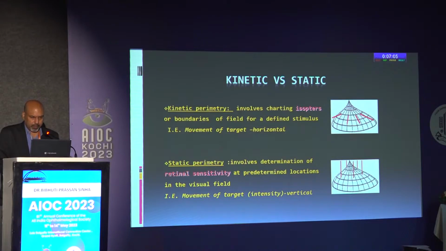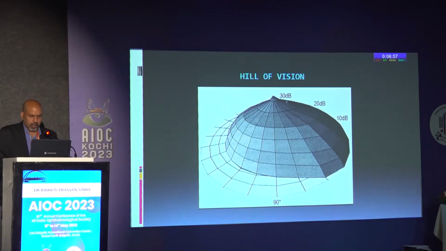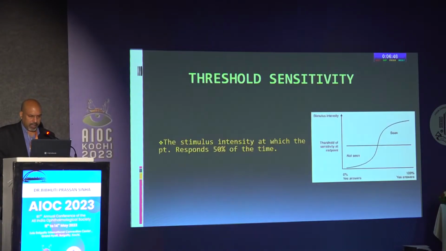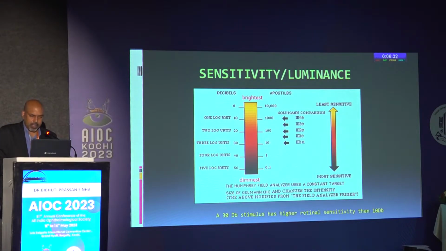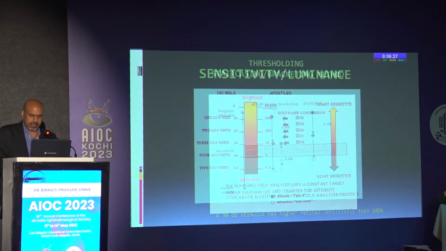We know static perimetry is more important since it determines the retinal sensitivity in the visual field at different foci. We also know that the fovea has the highest sensitivity, around 30 to 34 decibels. That means it can detect the dimmest possible light. The threshold is one terminology which means that the stimulus should be picked up at least 50% of the time, then it is termed a threshold value. The decibel is the retinal sensitivity, whereas the apostilb is basically the light intensity.